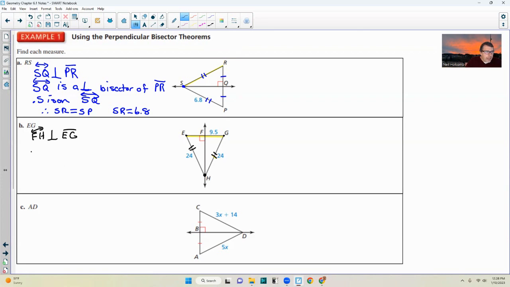Point H is on FH, obviously. So it is a point on a perpendicular line to a segment. And since EH equals GH, then FH must be a perpendicular bisector.